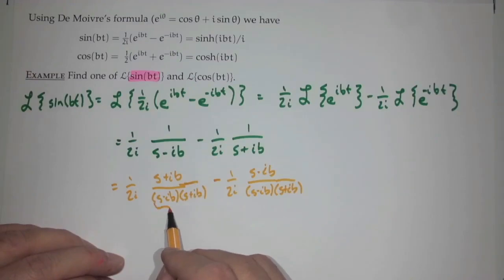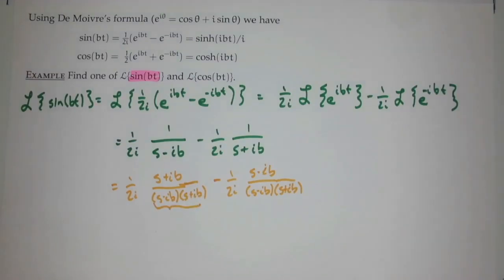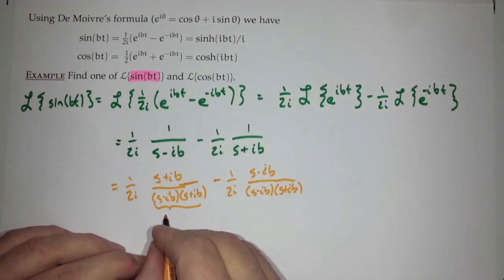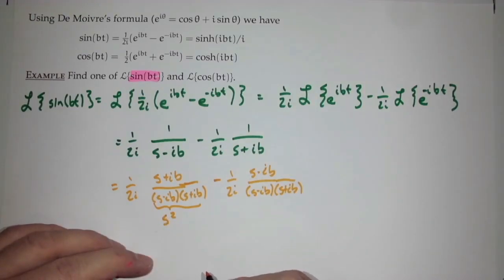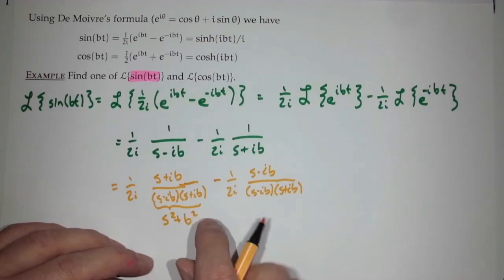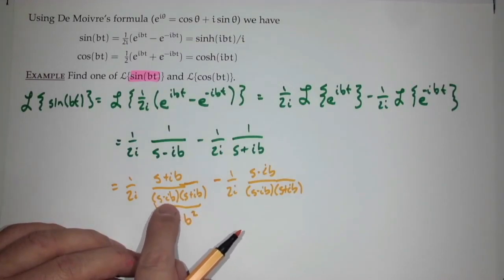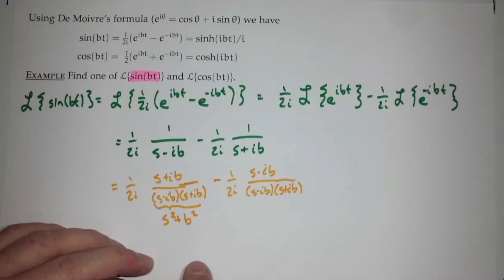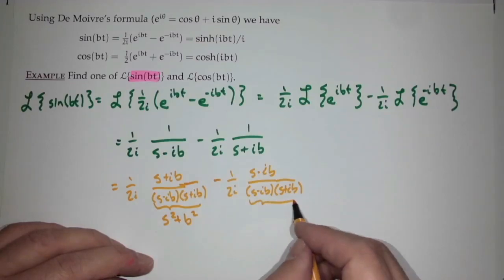So, quick test of your ability to multiply. s minus ib times s plus ib becomes, okay, everyone got the s squared part? Good. Then there was a lot of mumbling here. s squared becomes s squared plus b squared. You might say, shouldn't it become minus i squared b squared? Yeah, exactly. i squared becomes a minus. Minus minus makes plus. Okay, cool.